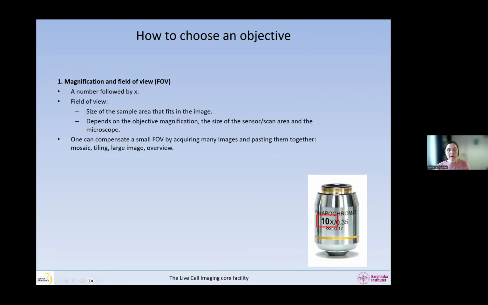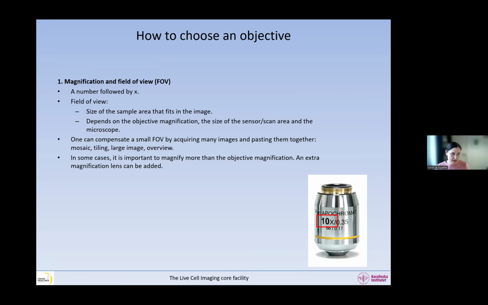However, if one has to choose an objective with a smaller field of view because of other specifications that we'll talk about afterwards, it is possible to compensate by acquiring many images next to each other and pasting them together. Different manufacturers call it differently. It can be called a mosaic, tiling, a large image, or an overview. All this is the same thing. We take many images next to each other and we assemble them in a big image. I'll show you. But that is a way to compensate for a small field of view.